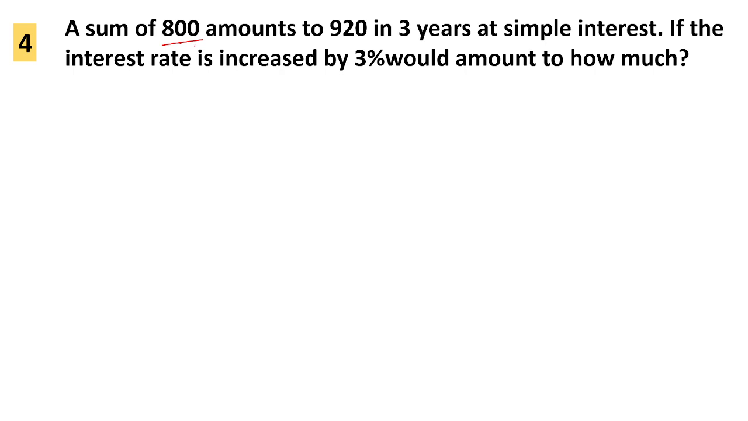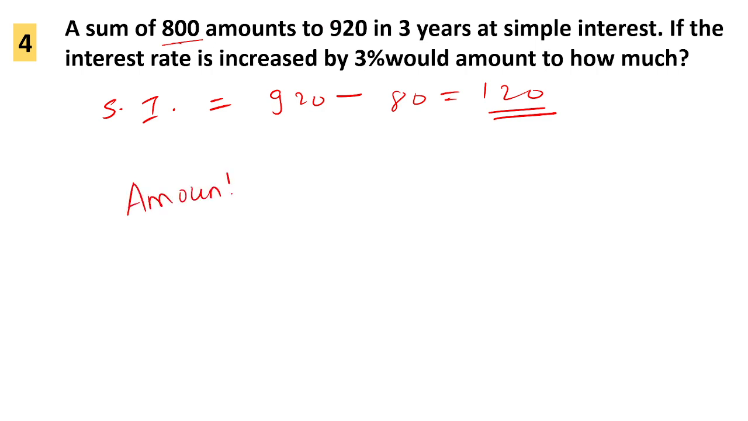First they are mentioning that 800 amounts to 920 in 3 years. So we can find the simple interest here, as 800 becomes 920. Simple interest will be 920 minus 800, because he is getting 120 rupees simple interest, that's why his amount is becoming 920. What is the formula for amount? Amount is equal to simple interest plus P. So we can find the simple interest by subtracting old amount from the new amount. So we got the simple interest as 120, and they have mentioned the time as 3 years.